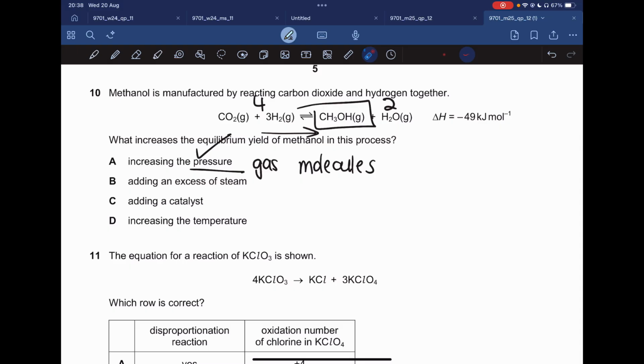Increasing the temperature: we first need to look at the enthalpy change of this reaction. It is exothermic, and that means if we go in the forward direction, we are releasing heat. That can't be correct, because if we're increasing temperature, we don't want it to produce even more heat. It will want to go in the reverse direction.